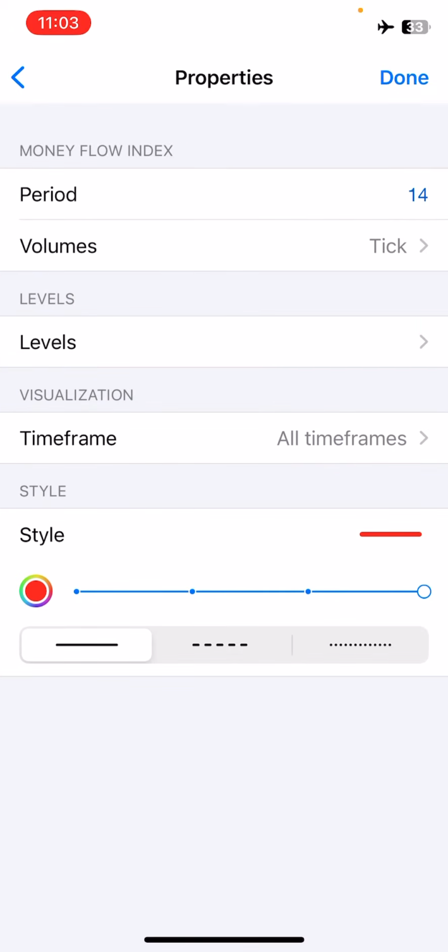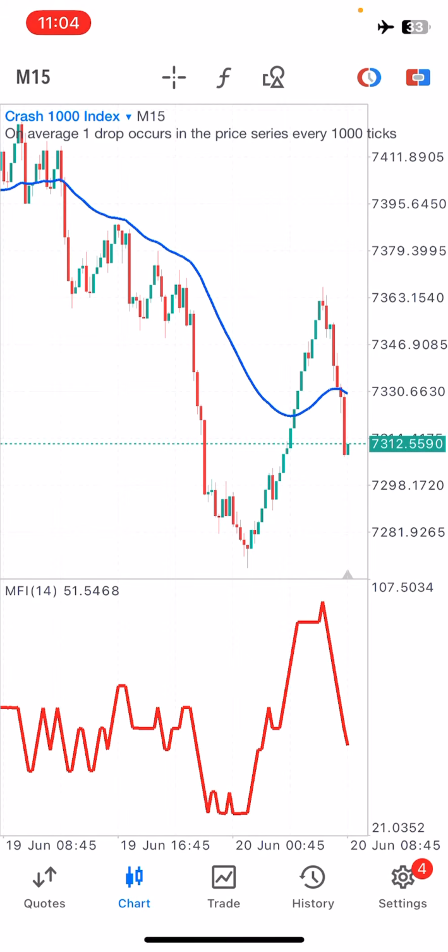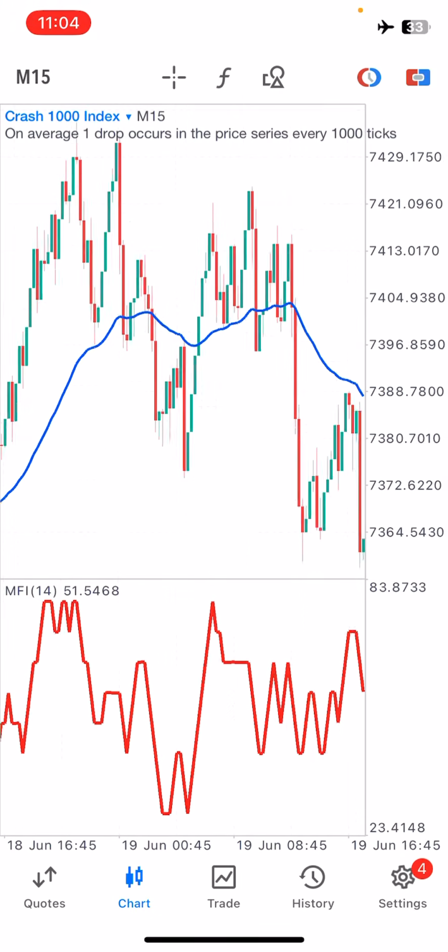So this money flow index is going to have the following properties. We have a period of 14. We've got volumes, ticks, there are no levels, and then the time frame should be all time frames. Then the color we're going to choose red. Okay, this is going to be our main indicator, or our main signal indicator, so we really need to see it very nice and clear. Okay, so we're going to click done, and as you can see, we now have that solid red line running across our charts, which is good.